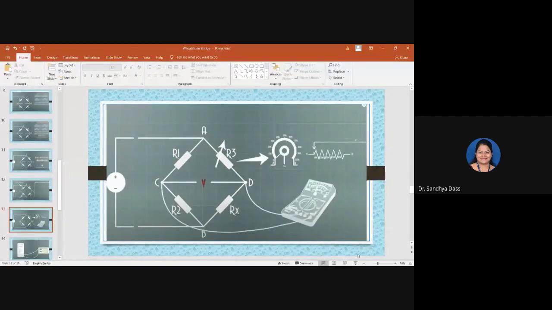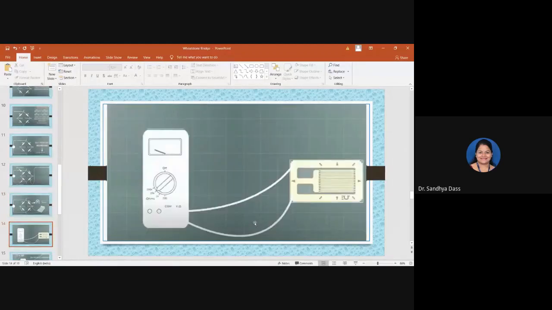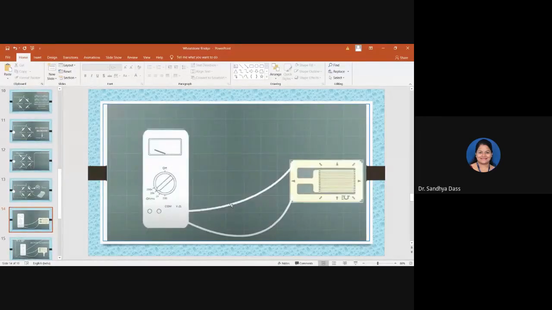So that's what I've shown here. Again, this slide indicates the same thing that I just explained. So you might ask, what is the need for the bridge? We can directly connect some multimeter or voltmeter like this and measure the resistance.